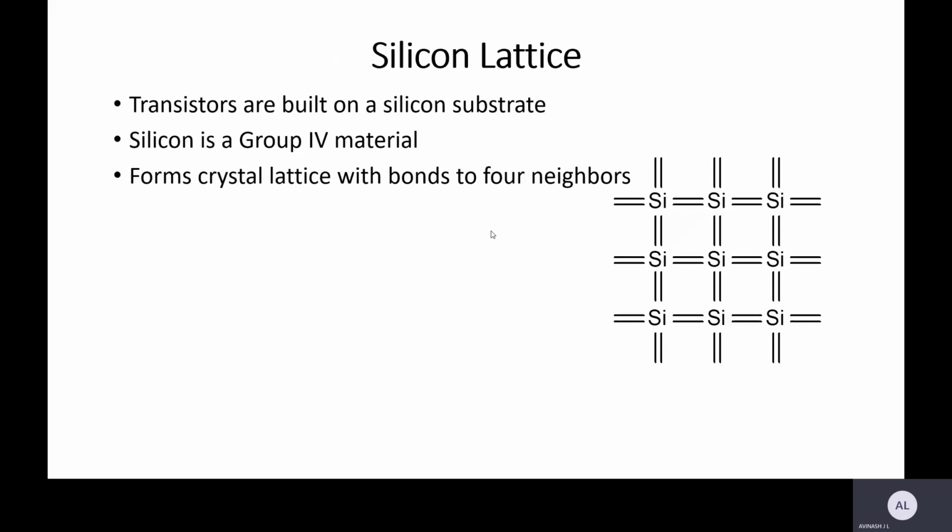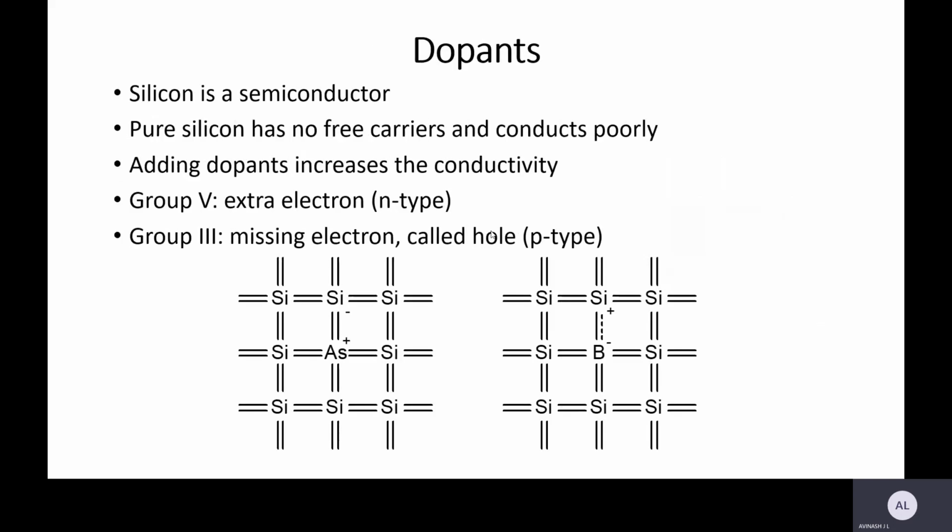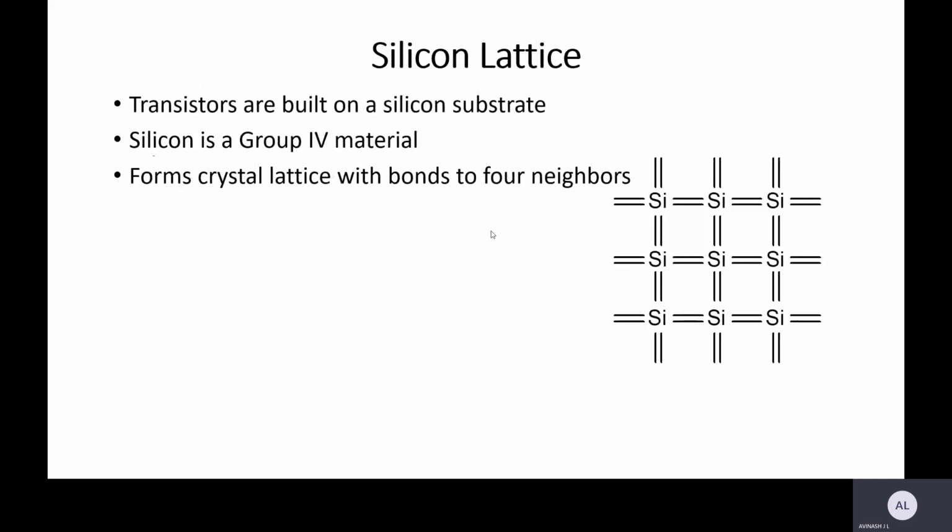The fundamental thing in this concept is the silicon lattice. This is the first thing we need to understand, because all the circuits are constructed on silicon. When talking about the silicon lattice, the transistors are built on a silicon substrate. Silicon is a group 4 material, so it forms a crystal lattice with bonds to 4 neighbors.